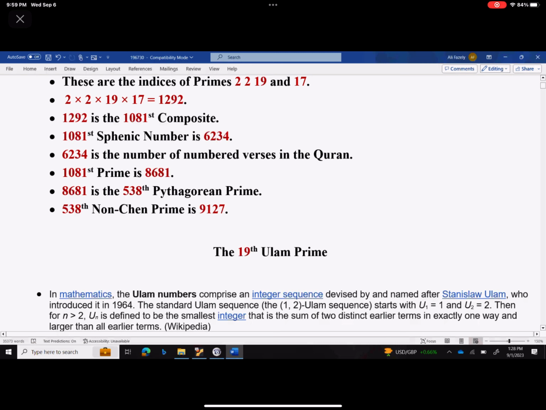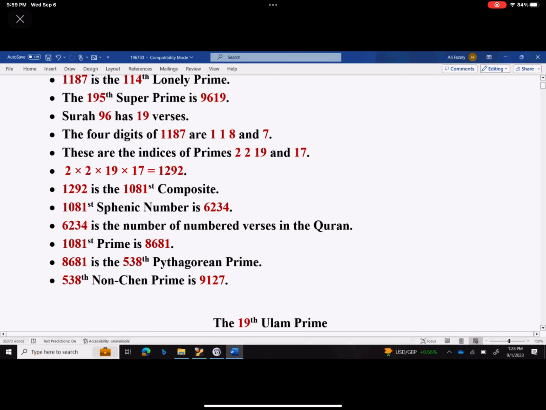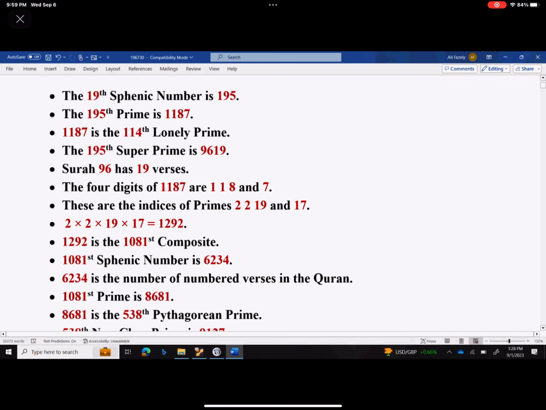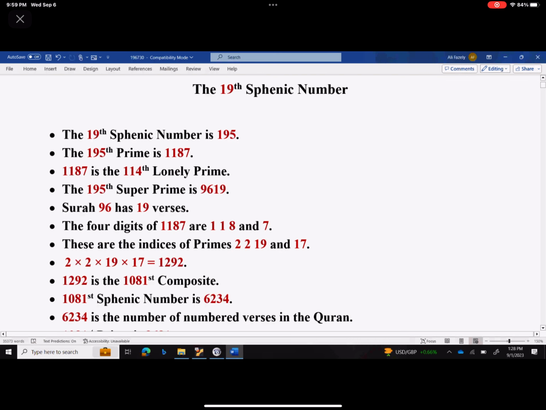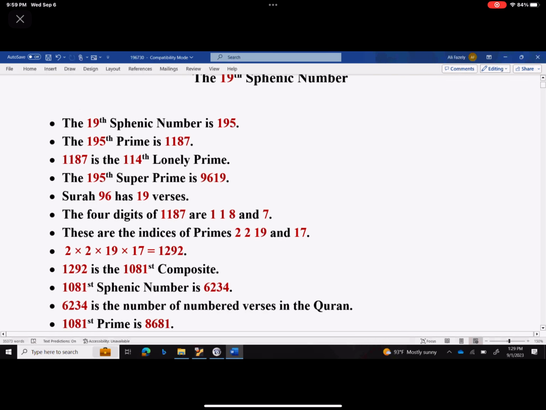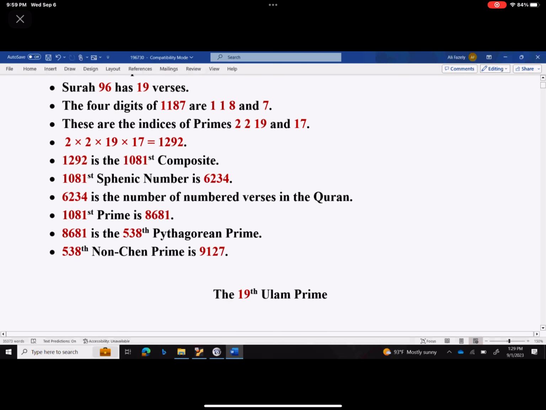And now, as I said, we started this with 195. So if I want to go on a little bit, 538 is also the index of composite 658, and 658 is the index of composite 798, and 798 is the frequency of Kaf, Ha, Ya, and Sad in chapter 19.